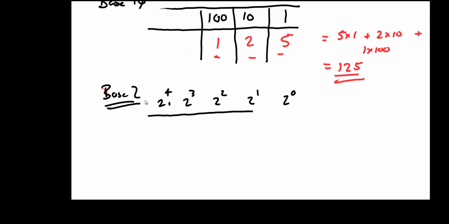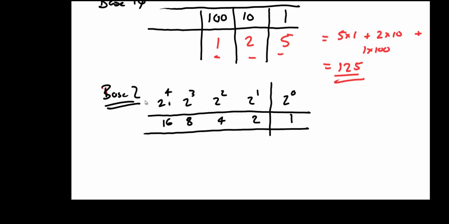And what does that mean? Well, that's my ones column, that's my 2s column, that's my 4s column, my 8s column, my 16s column, and so forth and so on. So now I've got my column headings. How do I do the binary? Well, remember, we've only got 0 and 1 in each column.